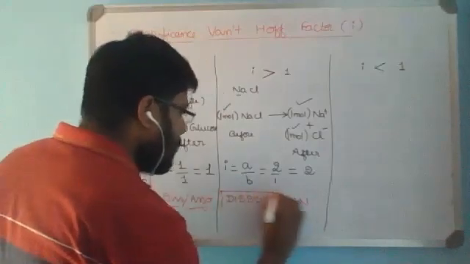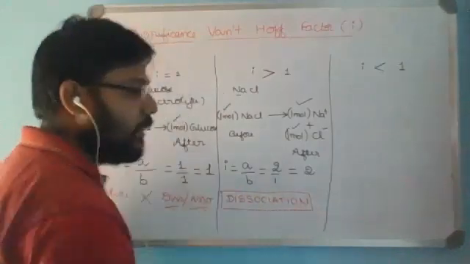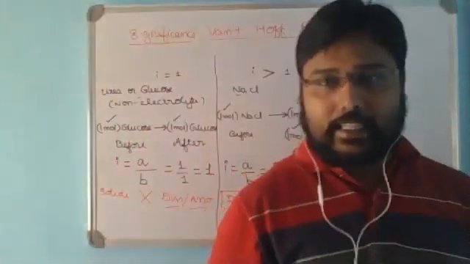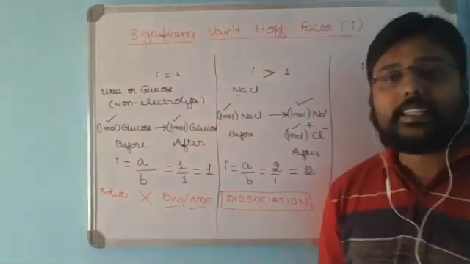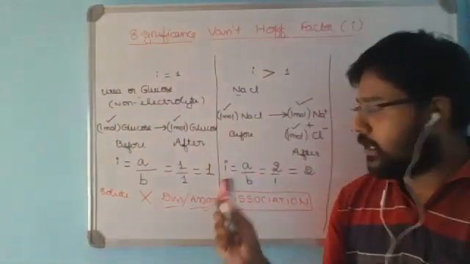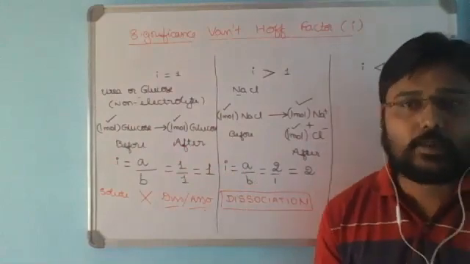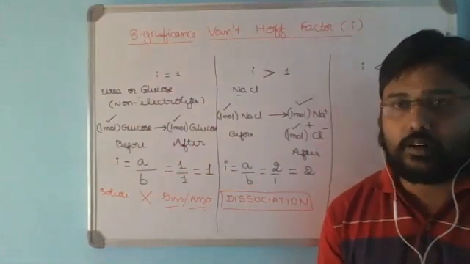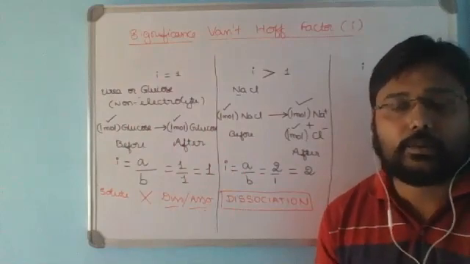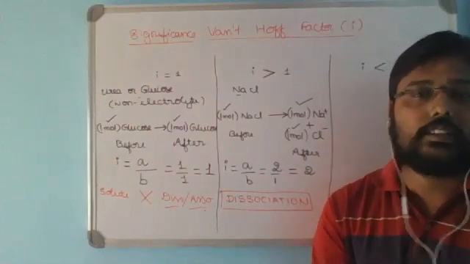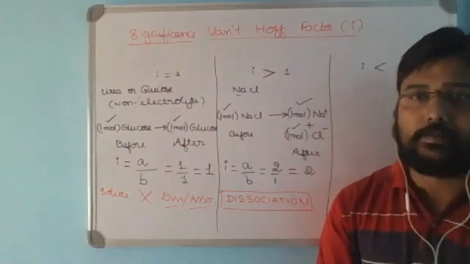Irrespective of the type of solute, if its value is greater than 1, then it signifies that the solute is undergoing dissociation in the solution. Only dissociated solutes in the solvent will have a Van 't Hoff factor value greater than 1. Now we'll observe the last one.